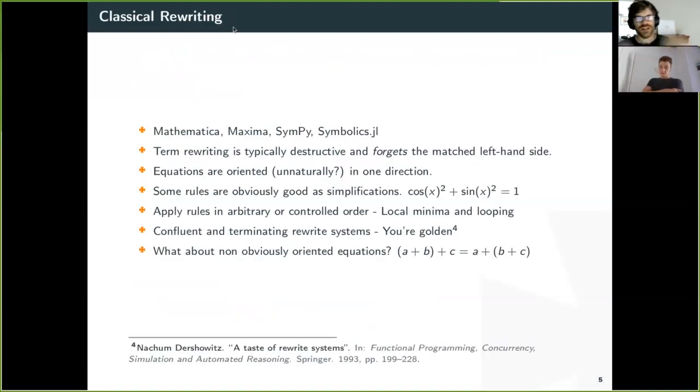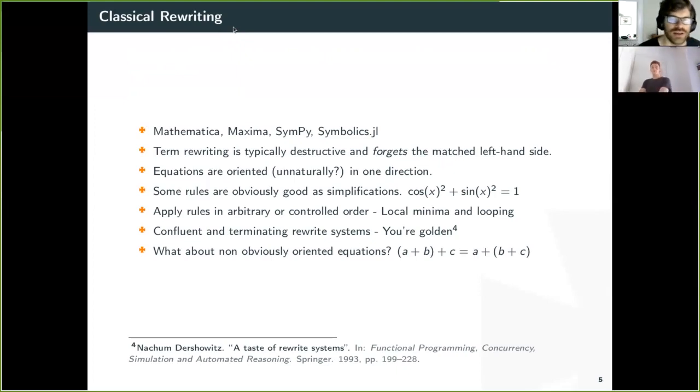So the standard, classical approach to dealing with equations in a computer, as exemplified by systems like Mathematica, Maxima, SymPy, and Symbolics.jl, is first off, we take these paper and pencil things and we think of them as trees, as a data structure in your computer. And then you take the equations and you orient them into rewrite rules. A rewrite rule has a pattern left-hand side and an instantiated right-hand side. And what you do is you search through the tree for the left-hand sides, you instantiate the right-hand side using the bound variables, and then you typically destructively update the tree with the new right-hand side.